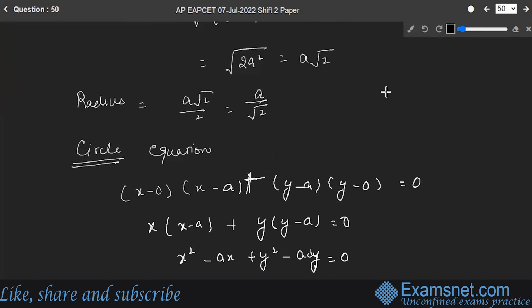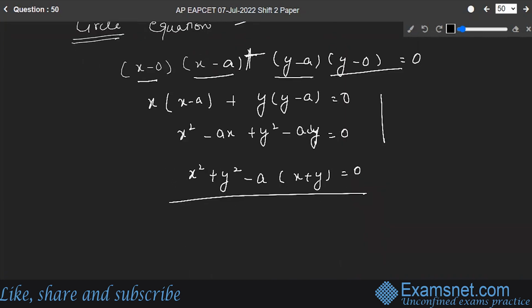The easier approach could have been to go for the circle equation simply: x minus 0 into x minus a plus y minus a into y minus 0 is equal to 0. Then solving this whole thing, you will get the equation of the circle as x square plus y square minus a into x plus y is equal to 0. So I hope you're clear with this.